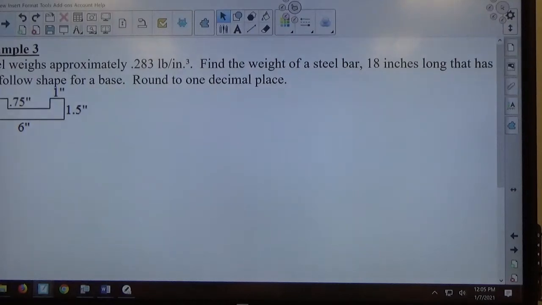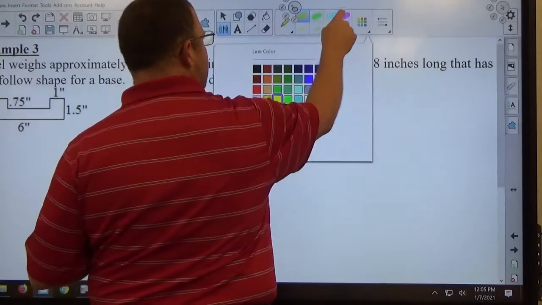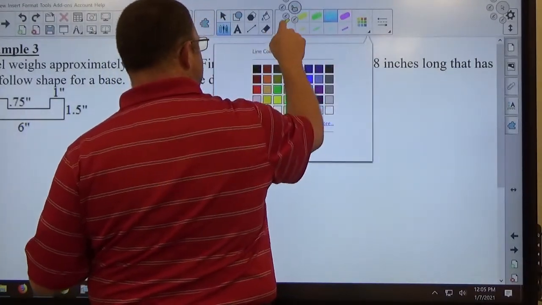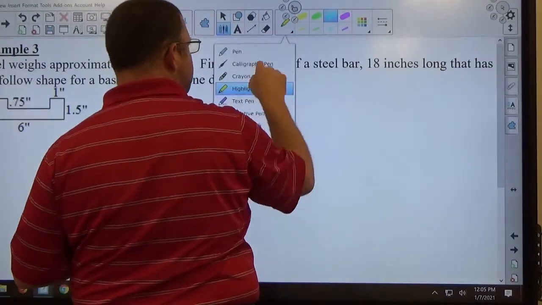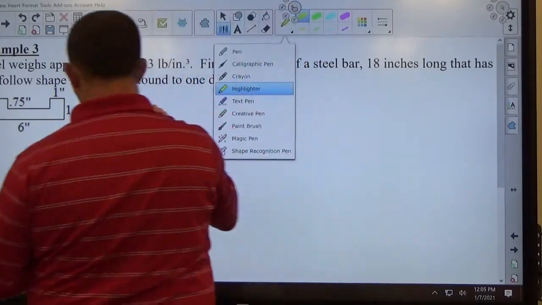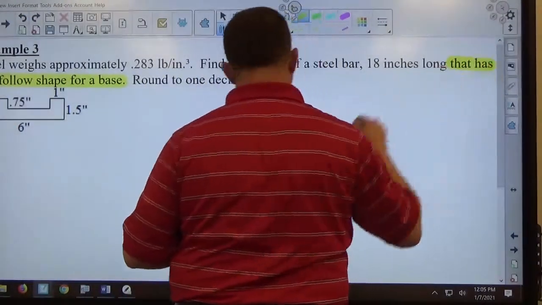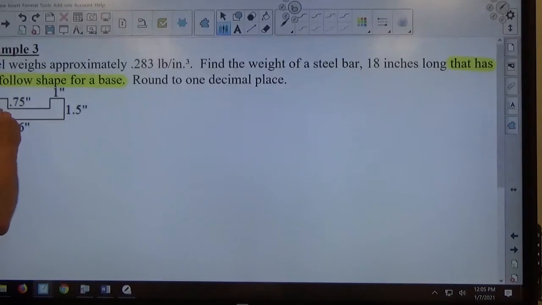So if we look at example 3, it says steel weighs approximately 0.283 pounds per cubic inch. Find the weight of a steel bar 18 inches long that has the following shape for a base. All right, so it should say the following base instead of the follow base. Bad grammar in my problem here. So they are identifying this shape here as the base.